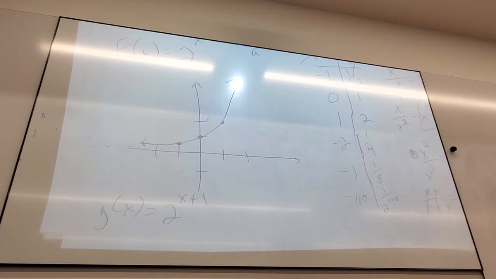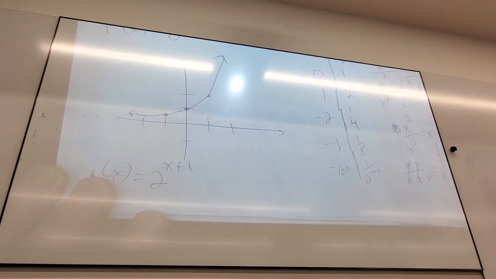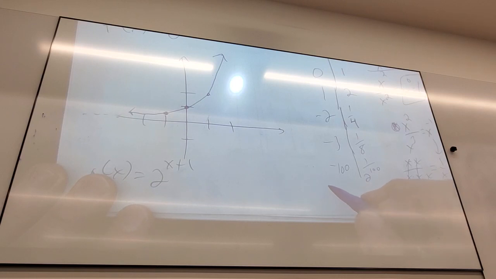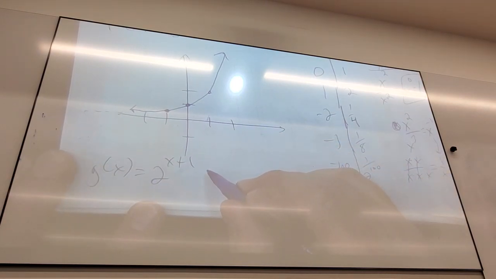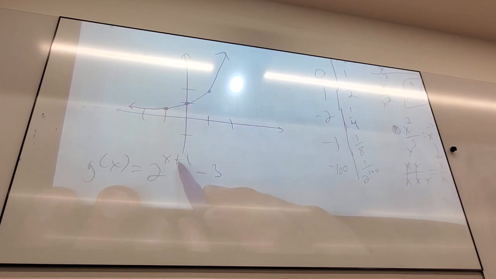Is this cool? How would I move the whole thing down 3? I want to take this whole thing and move it down 3. What would I do to the function? X minus 3. No. That would move it right 3. I want to move it down 3. Y minus 3. This would be left 1, down 3.